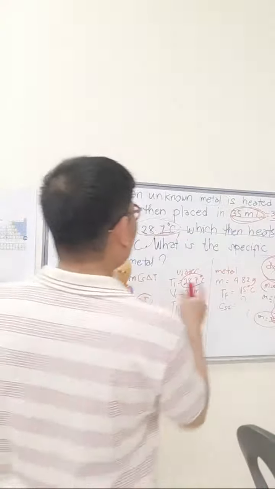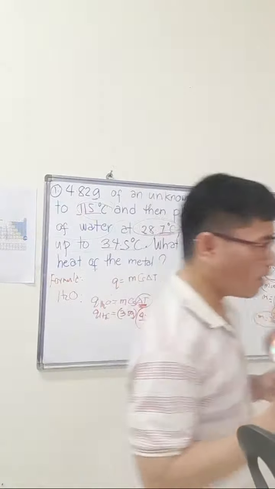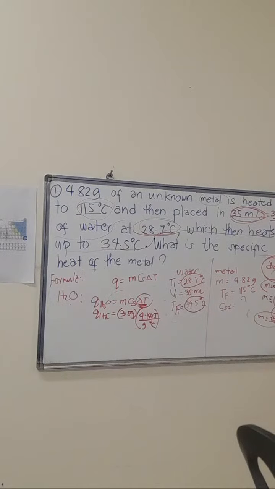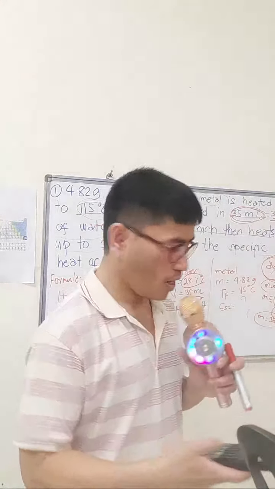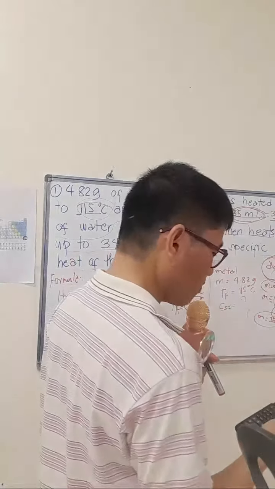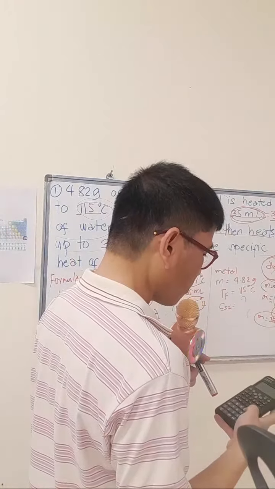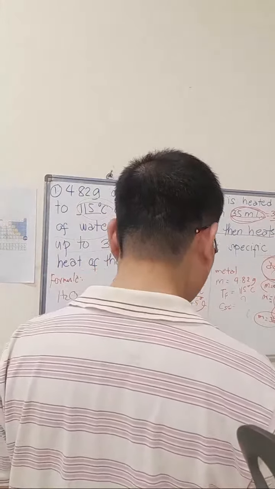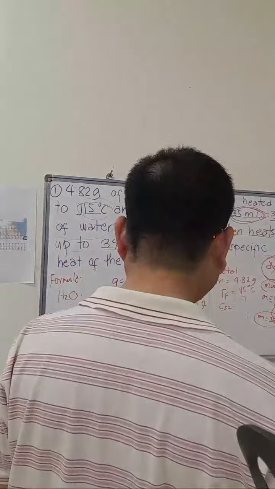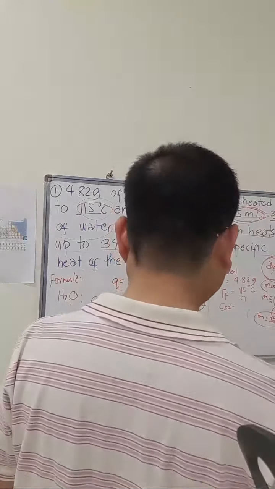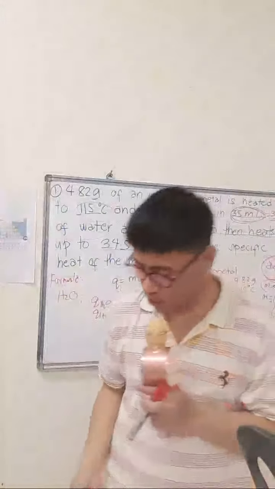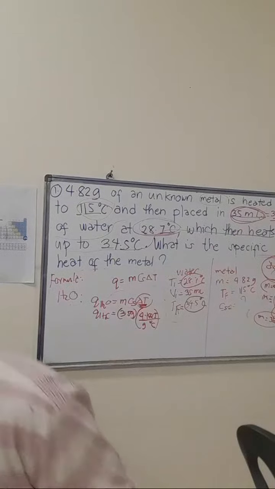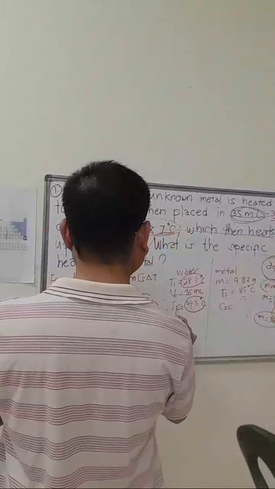Now, 34.5 minus 28.7. I cannot use my brain cells for that, I have to use the calculator. So we have a difference of 5.8 degrees Celsius. So 5.8 degrees Celsius is the temperature difference. Put that in delta T, 5.8 degrees Celsius.